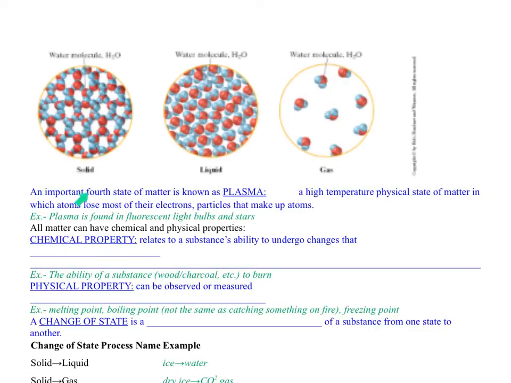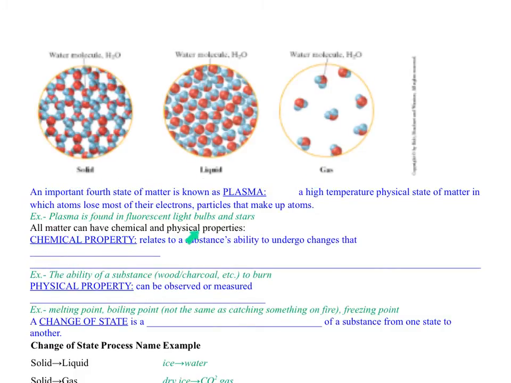So an important fourth state we're just going to mention is known as plasma. It's a high temperature physical state of matter in which atoms lose most of their electrons, the particles that make up atoms. It is found in fluorescent light bulbs and stars. So we're really just going to mention that here and focus on the main 3: solid, liquid, and gas.